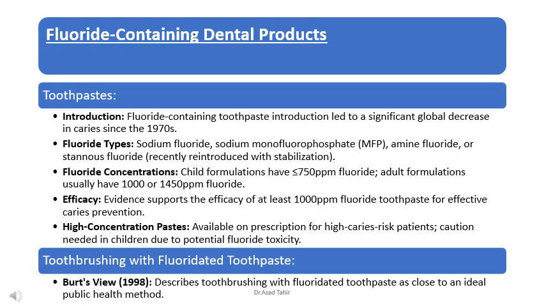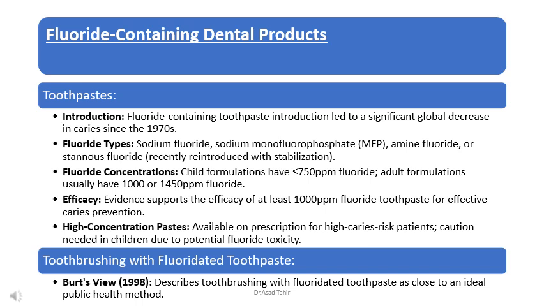Fluoride-containing dental products, specifically toothpaste. Fluoride-containing toothpaste. Introduction. Since the 1970s, using toothpaste with fluoride has significantly reduced cavities worldwide. Types. Fluoride toothpaste can contain sodium fluoride, sodium monofluorophosphate, MFP, amine fluoride, or stannous fluoride, recently reintroduced with stabilization.